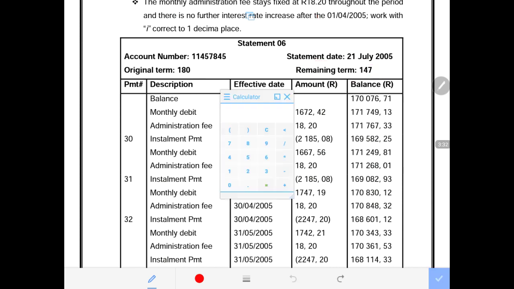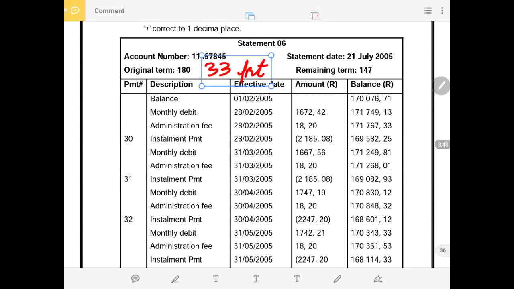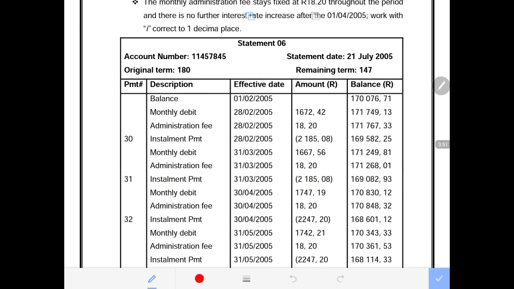Very important to highlight that if we have 180 minus 147, this means 33 payments have been made already. So 33 payments have been made. That means the remaining payments is 147 payments. Our statement has PMT number, meaning payment number, a description, an effective date, an amount and a balance. I want to highlight very importantly the balance, the total and the amount column, and also the dates and the further descriptions.